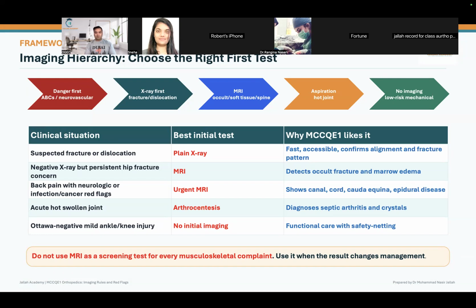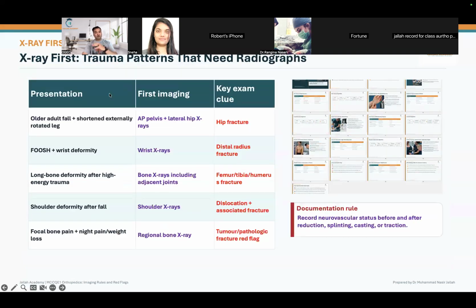Ottawa negative, mild ankle or knee injury: no initial imaging. If it doesn't meet the criteria of the Ottawa rule, you don't have to do any X-ray. Functional care with safety netting. Do not use MRI as a screening test for every musculoskeletal complaint. Anyone who comes with pain in the joint or muscle, we don't do MRI. Use it when the result changes the management. We will go through every single one of them in specific conditions, one by one. So X-ray first. In which conditions do we do X-ray as the first imaging?